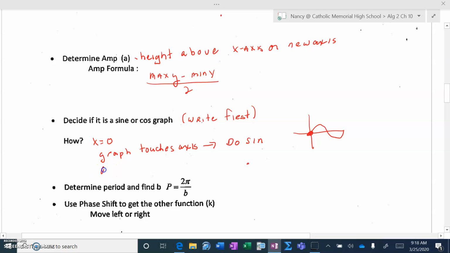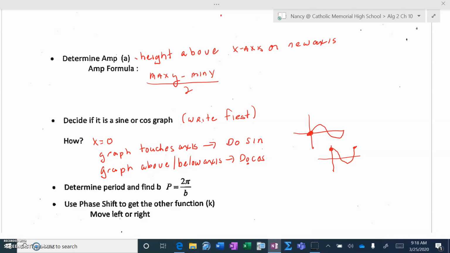If at x equals 0, the graph is above or below the axis, then what you want to do is a cos graph. And why would that be? Well, a cos graph, if you've been doing your homework, looks like that. At x equals 0, it starts above or below.